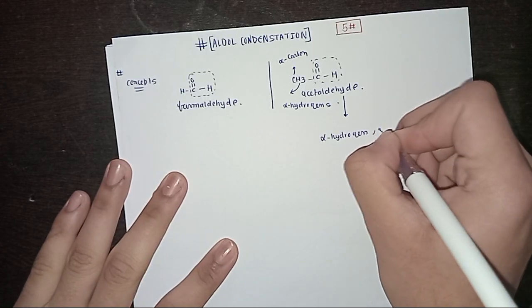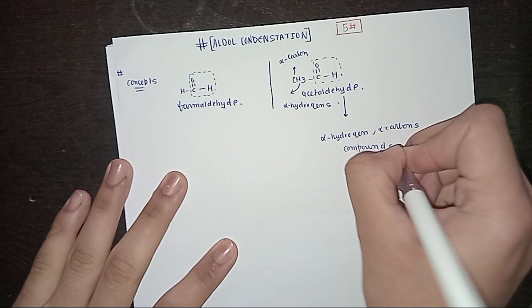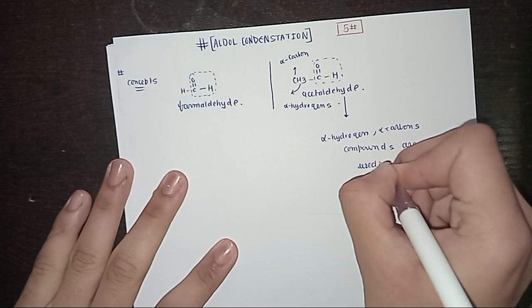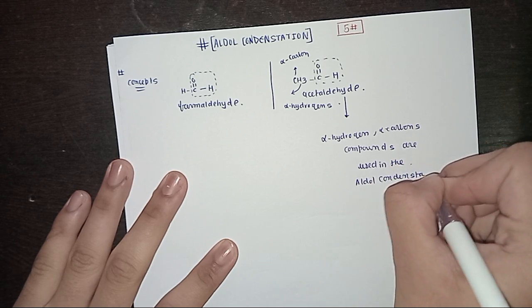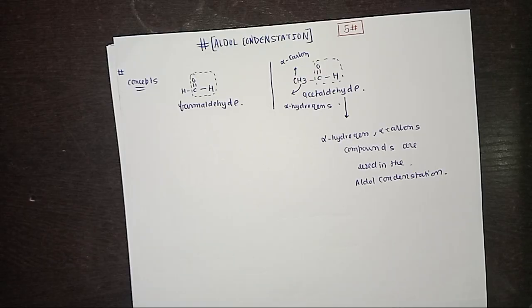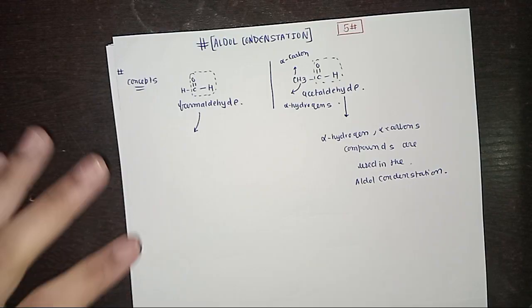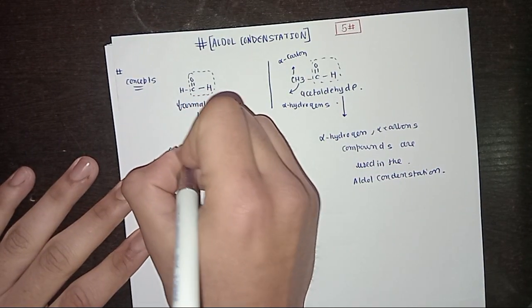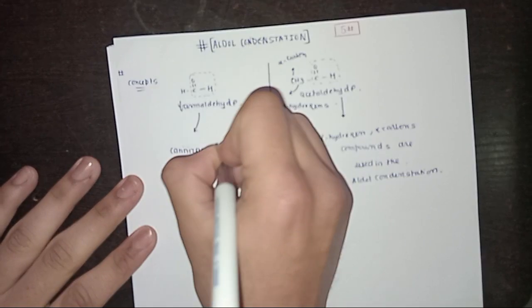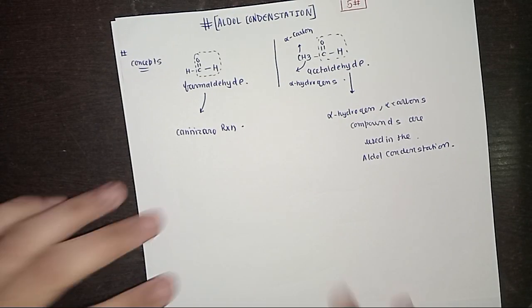Compounds having alpha hydrogens and alpha carbons are used in the aldol condensation. The compounds which do not have alpha hydrogens are used in the Cannizzaro reaction. For the Cannizzaro reaction, you should watch our previous video. So let's start with the reaction.